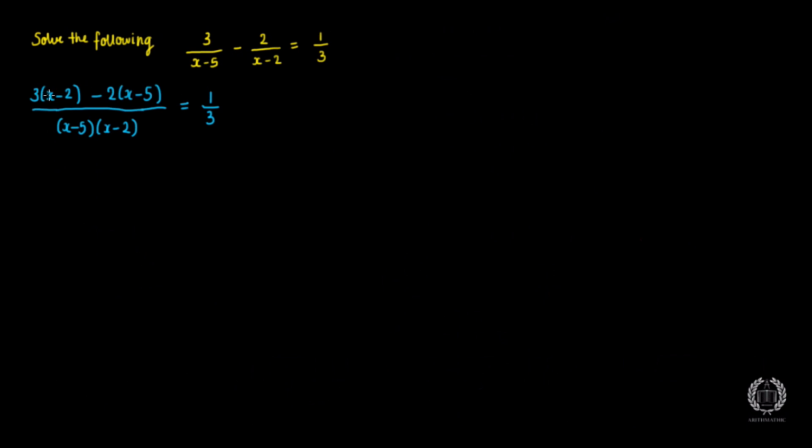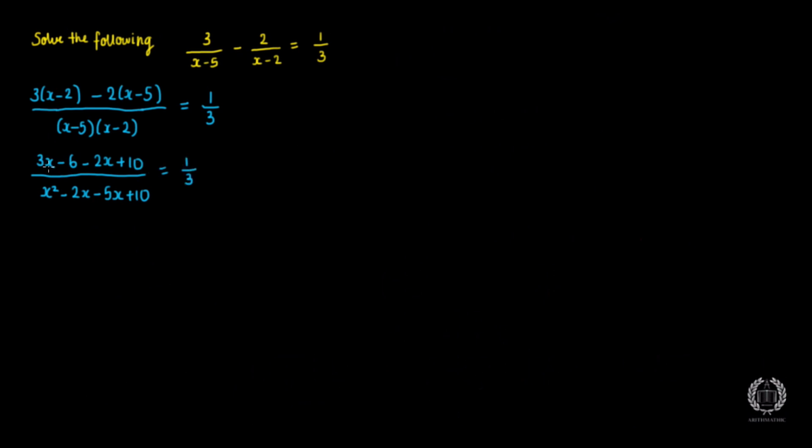Now I'm going to expand this and simplify. So 3 times x is 3x, 3 times minus 2 is minus 6, and then be careful here, minus 2 times x is minus 2x, and then minus 2 times minus 5 is plus 10. And then over, now you can expand this now, or you can expand it later, but we're just going to expand this as well. So x times x is x squared, and then x times minus 2 is minus 2x, and then minus 5 times x is minus 5x, and then minus 5 times minus 2 is plus 10. And again keep the equals 1 over 3.